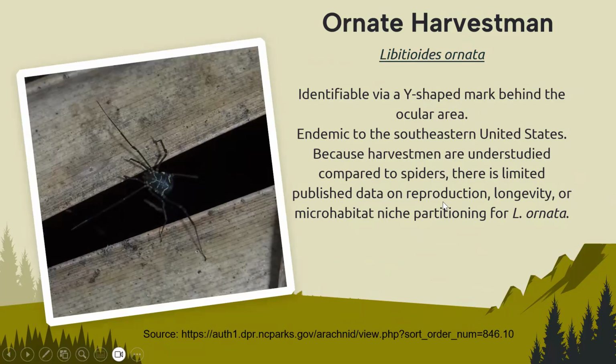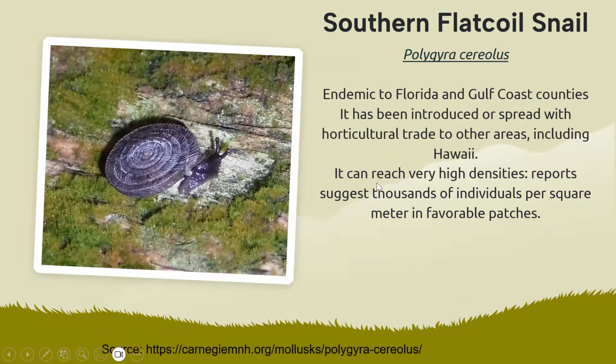The ornate harvestman, Leiobunum ornatum, is identifiable via a Y-shaped mark behind the ocular area, so very distinct marking there. It is endemic to the southeastern United States and is unfortunately quite understudied in terms of its ecology and biology.